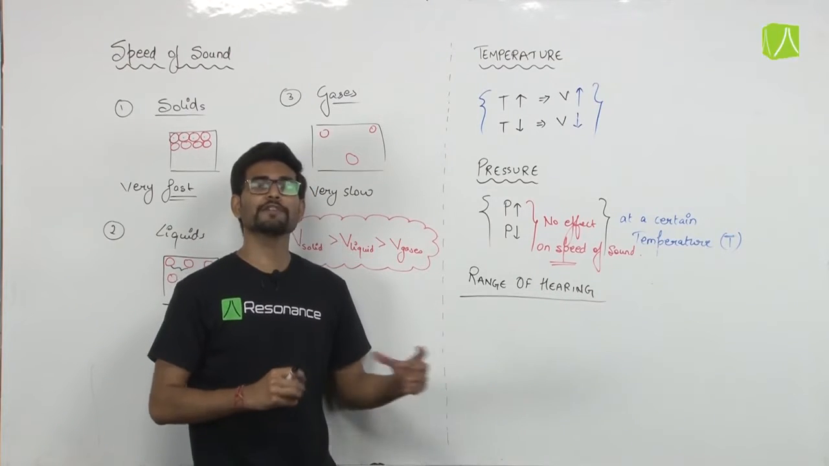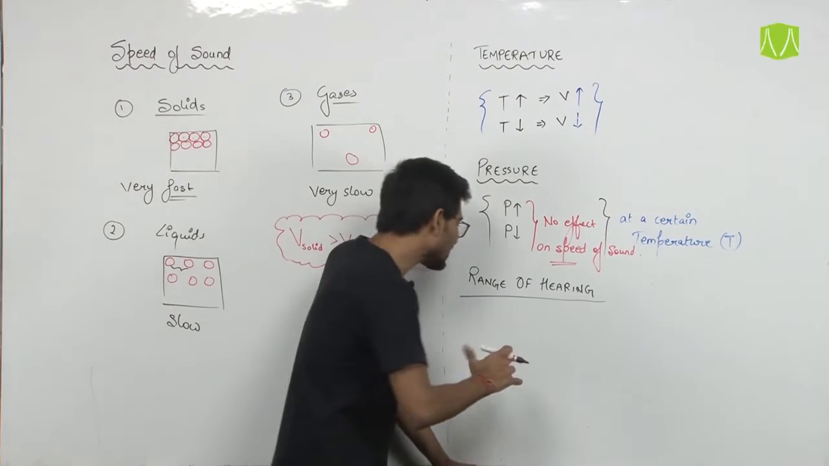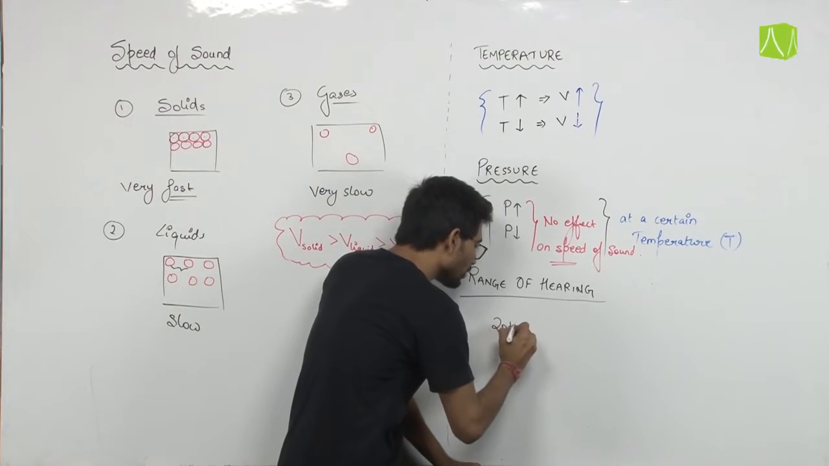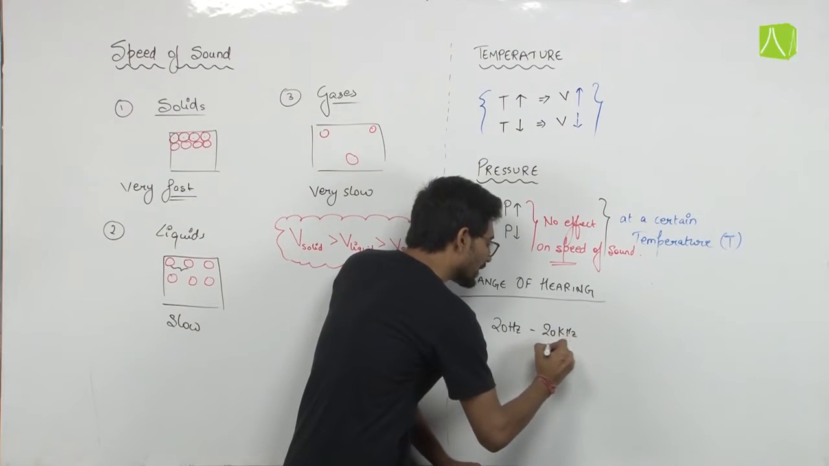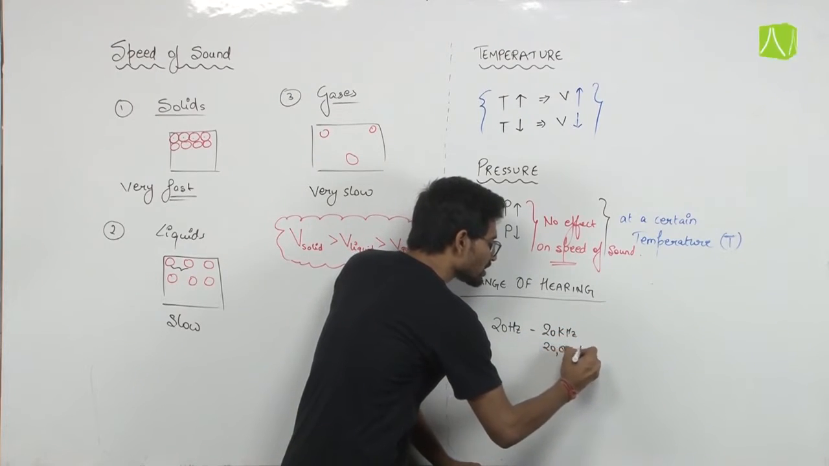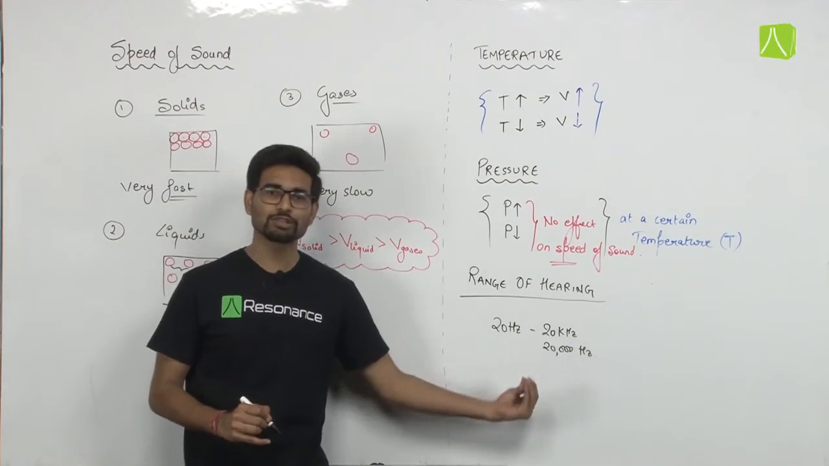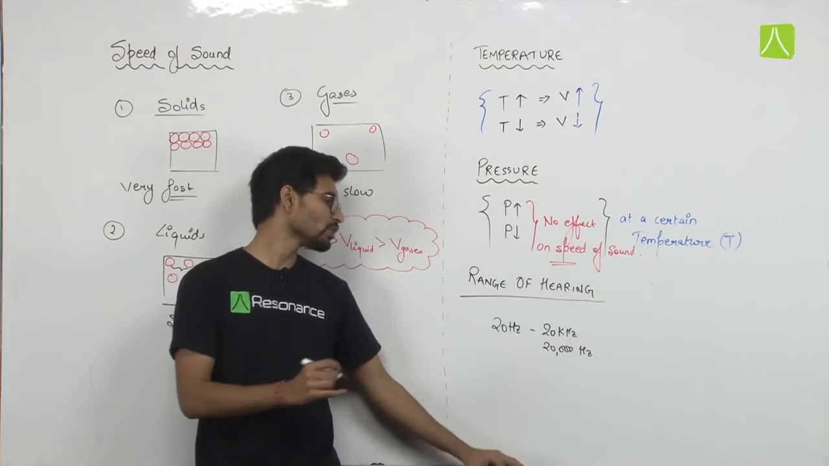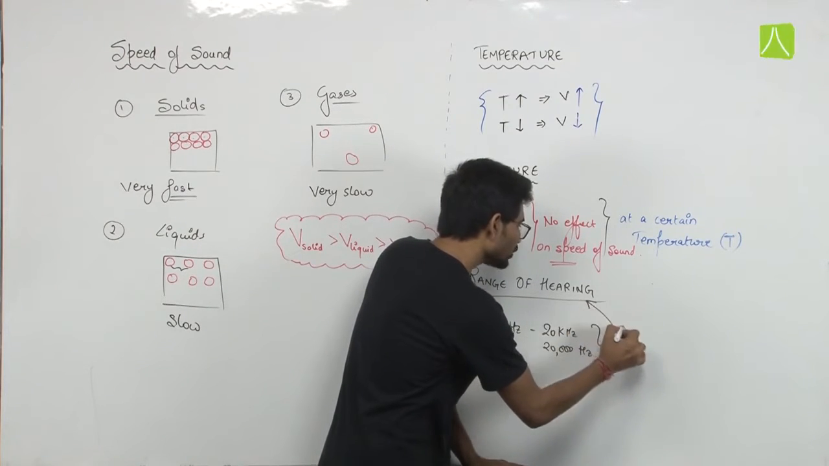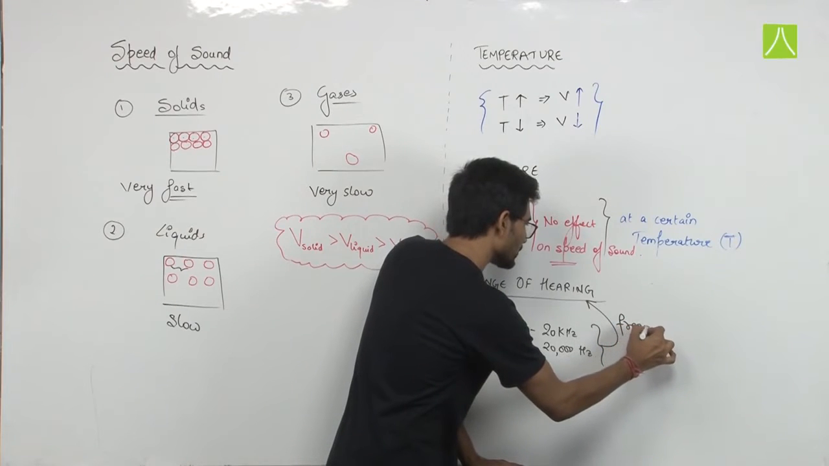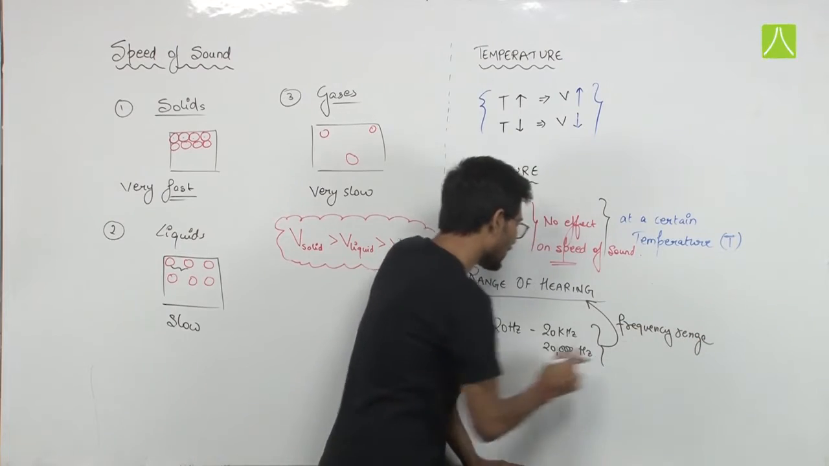So if I talk about the range of hearing for an average human being, the range of hearing is from 20 hertz to 20 kilohertz, means 20,000. Kilo means 10 to the power 3. So 20 hertz to 20 kilohertz, or you can say 20,000 hertz. This is the frequency range for an average human being.